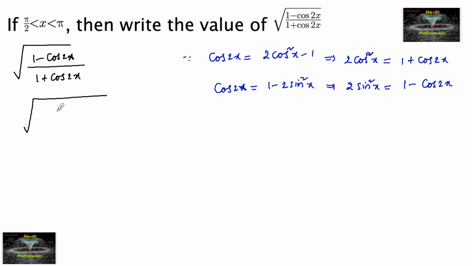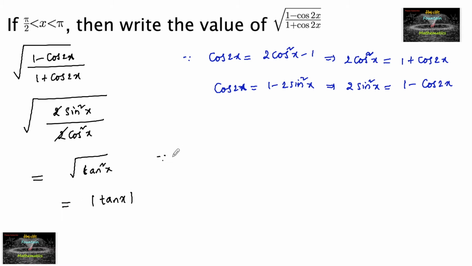So we'll have 1 minus cos 2x as 2 sin square x upon 1 plus cos 2x as 2 cos square x. So the 2 and 2 get cancelled. Root over sin square by cos square is nothing but tan square x. So square root of tan square x, we'll take it as mod of tan x, since square root of x square is mod x, and it will be positive when x is greater than or equal to 0, or negative when x is less than 0. And here x lies between pi by 2 and pi, so x is in the second quadrant. In second quadrant, tan x is negative.